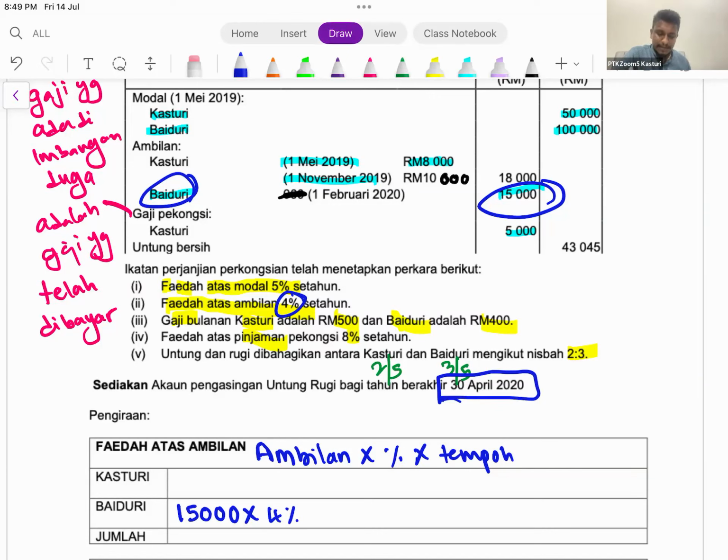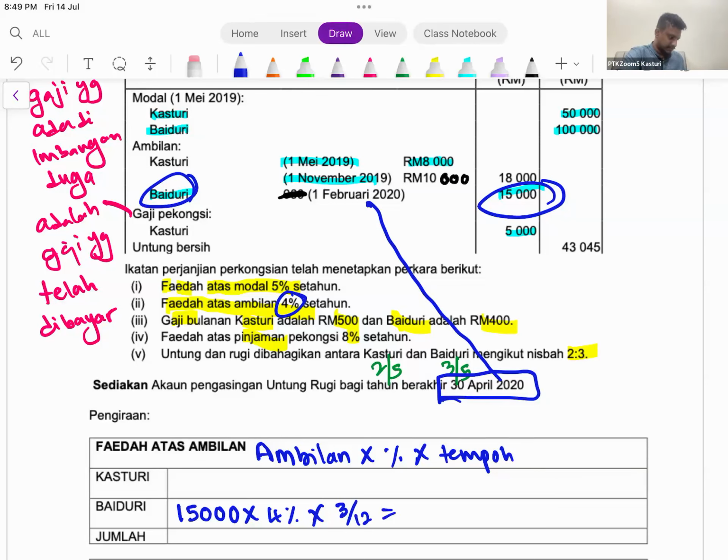The guy take the ambilan on the 1st February 2020, until 30th April 2020. How many months? That's a tempo. Kita kira February, March, April. 3 months. Okay, only 3 months. So 3 months means we do 3/12. Can you calculate how much?